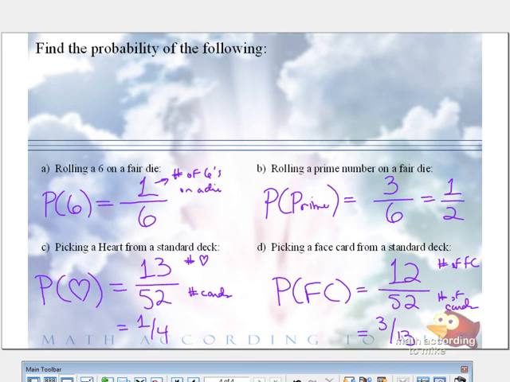Good. So probability is part over whole. Notice in all four cases, the numerator is smaller than the denominator. That's good. It just can't be bigger.